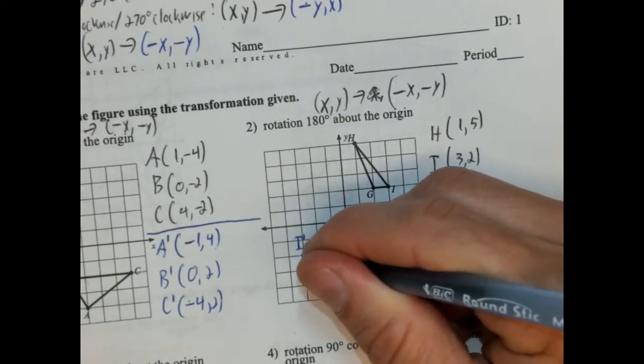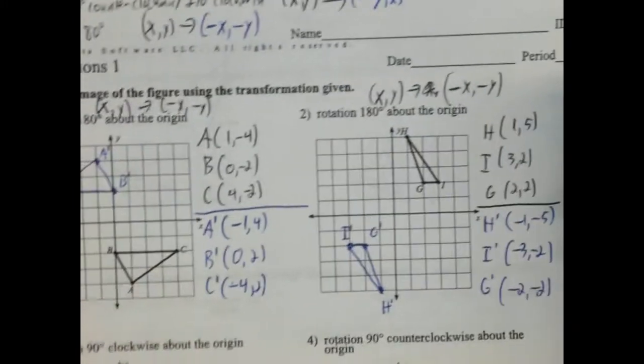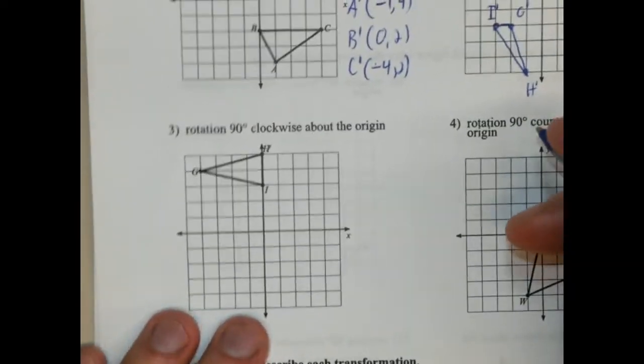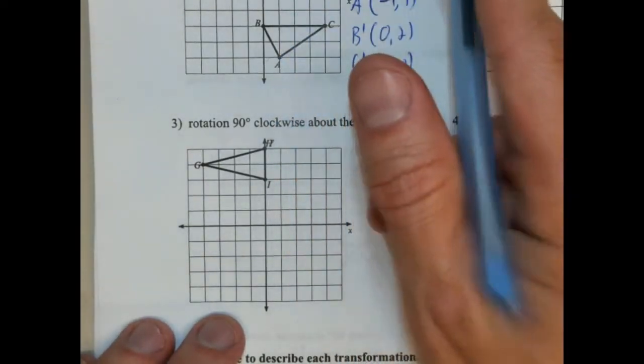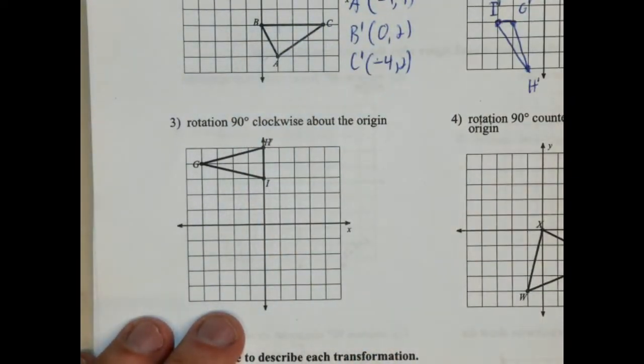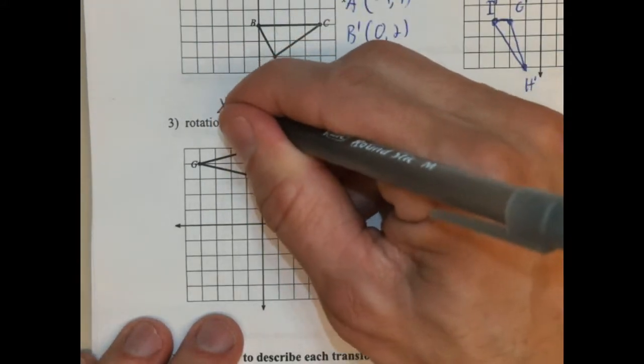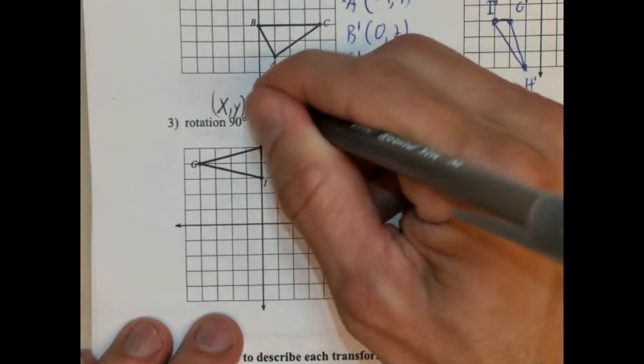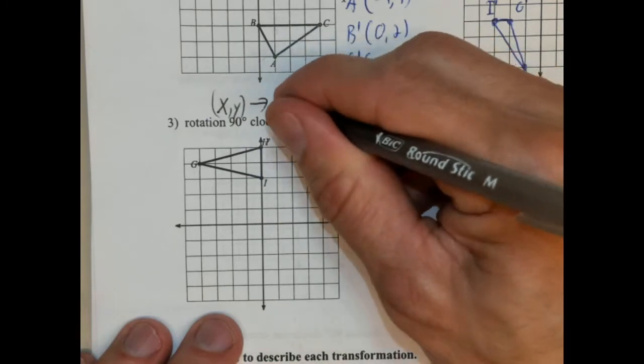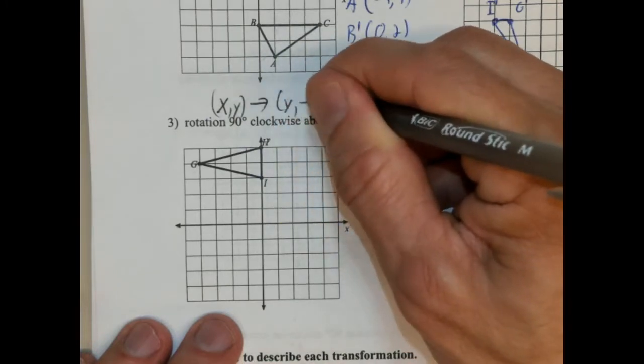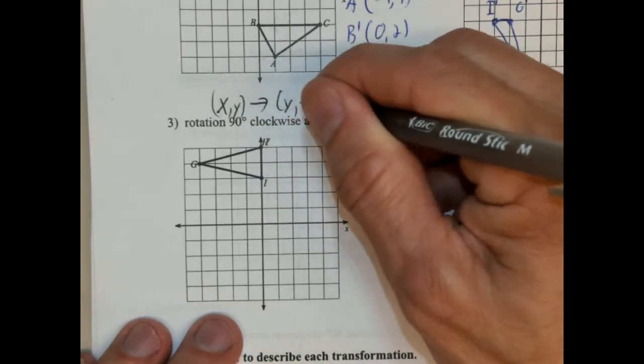So let's do that. There we go. Cool. Let's try number 3. So 90 degrees clockwise. I'm going to check my reference guide. 90 degrees clockwise is going to be (x, y) becomes (y, opposite x). So we're going to use that.